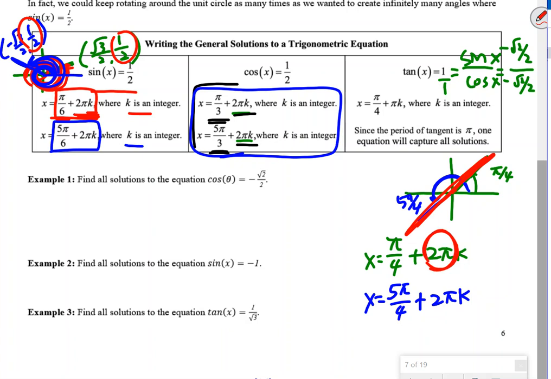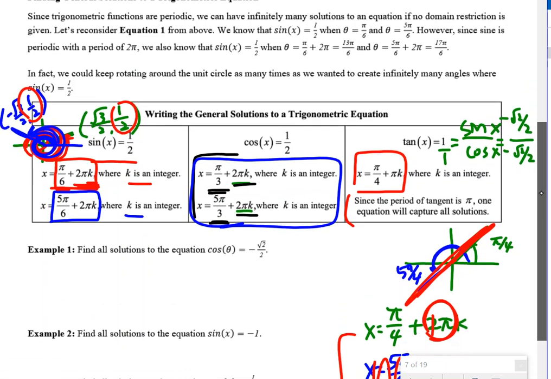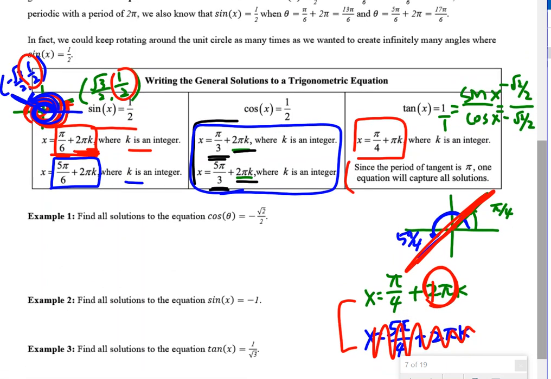So instead of doing 2 pi k, you may change this into 1 pi k from pi over 4, and then you don't have to worry about this one. So that's how you get this answer, where k is an integer. Another way to explain this is since the period of tangent is pi, one equation covers both of these two. It looks similar to what we were doing with inverse, but we don't restrict any domain. So I'm getting infinitely many solutions by putting plus 2 pi k, or plus 1 pi k for tangent.